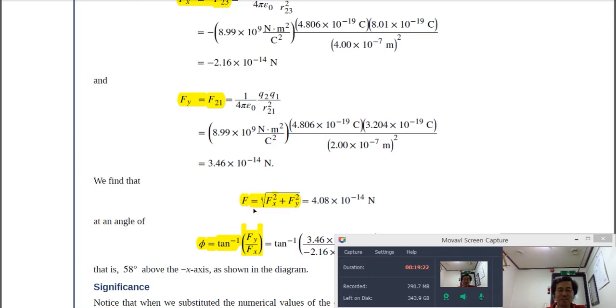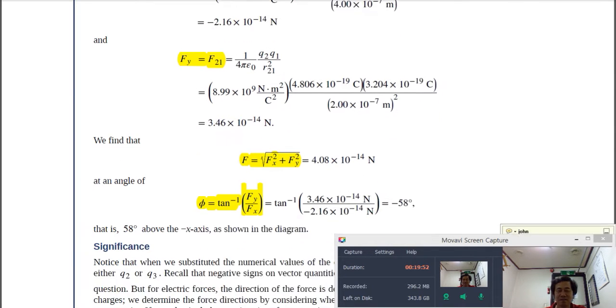So we can calculate the magnitude of the total force, which is equal to the square root of Fx squared plus Fy squared. So we substitute these numbers here, then we find 4.08 times 10 to the minus 14 Newton. So this is the magnitude of the total force.